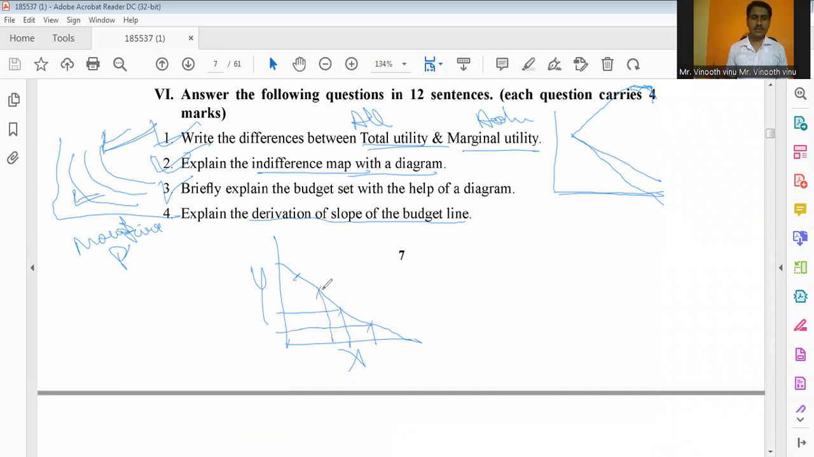This is called derivation of budget line. So we have to give the numbers 2, 4, 6, 8, 1, 2, 3, 4, 5, 10. Okay, like that. This is called derivation of budget line. Okay, next.